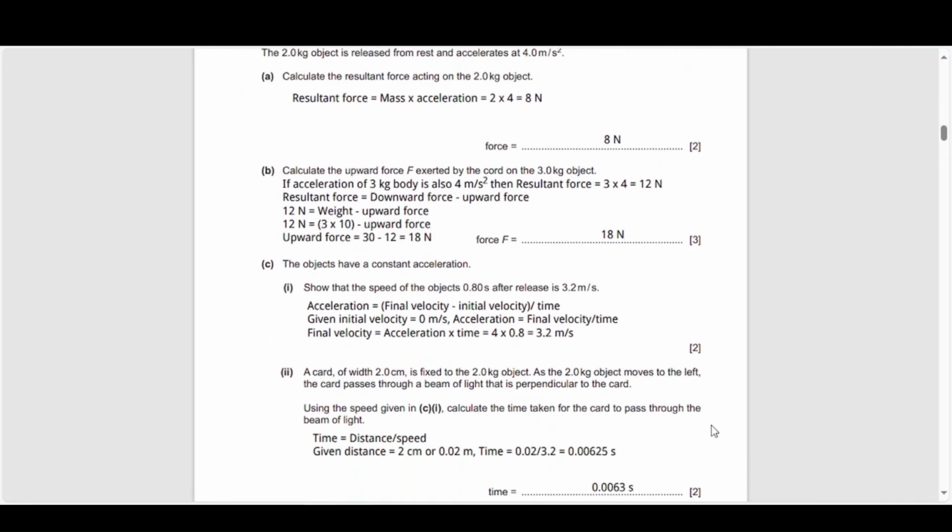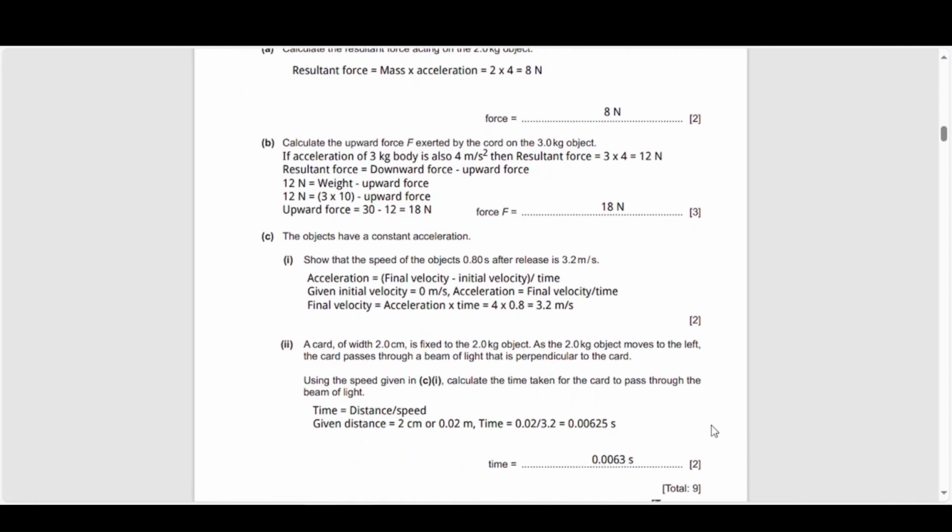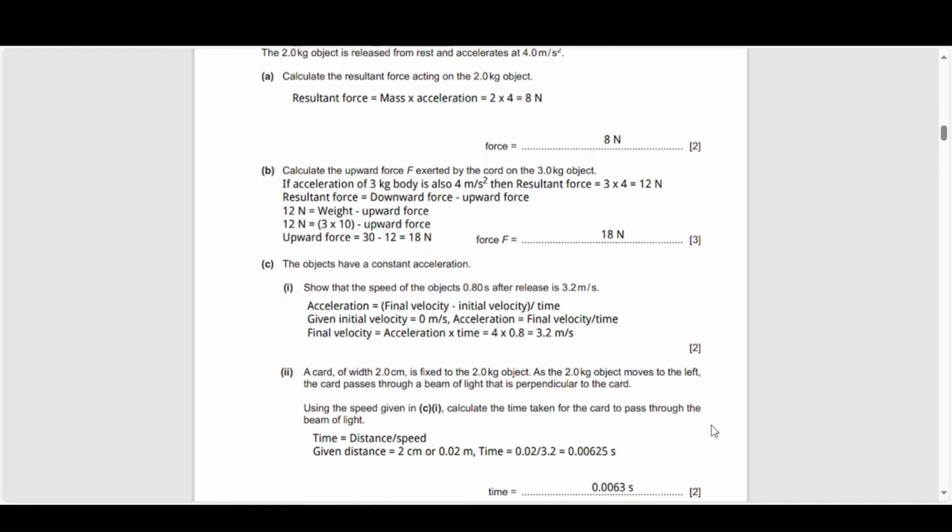So in part C, the objects have a constant acceleration. We can see there's a couple of questions around the motion topic, which is chapter 2. Again, this is very common in Paper 4s, where you will find questions from a number of different topics that you need to apply together. And because we've done chapter 2, I thought I would just tackle these questions as well.